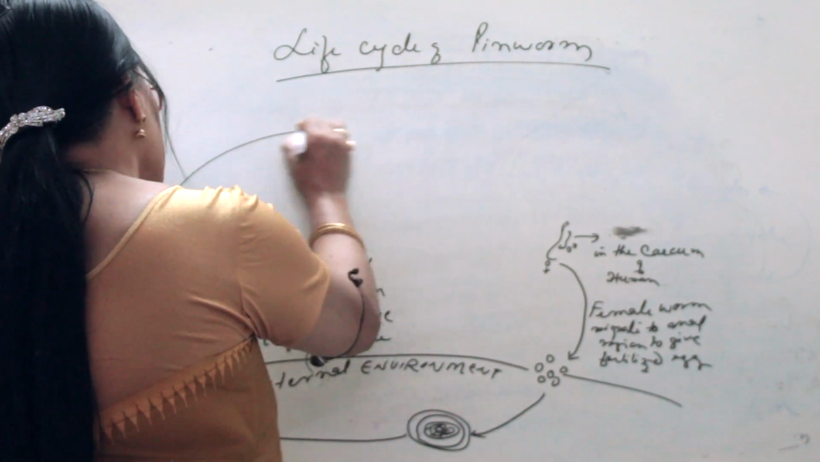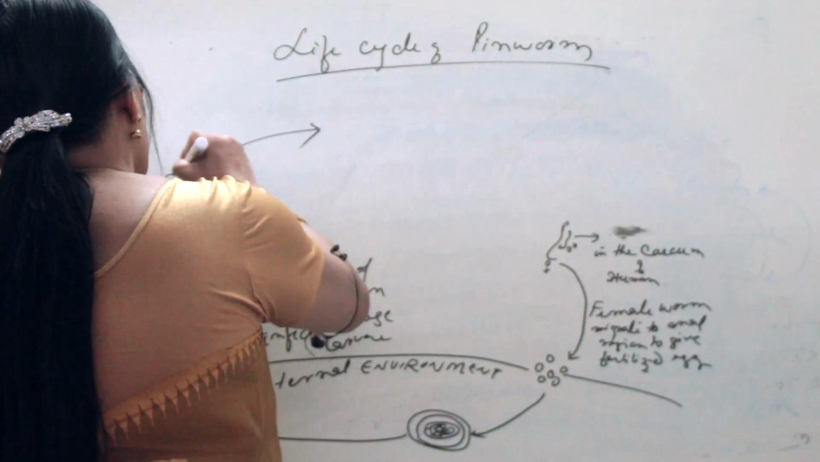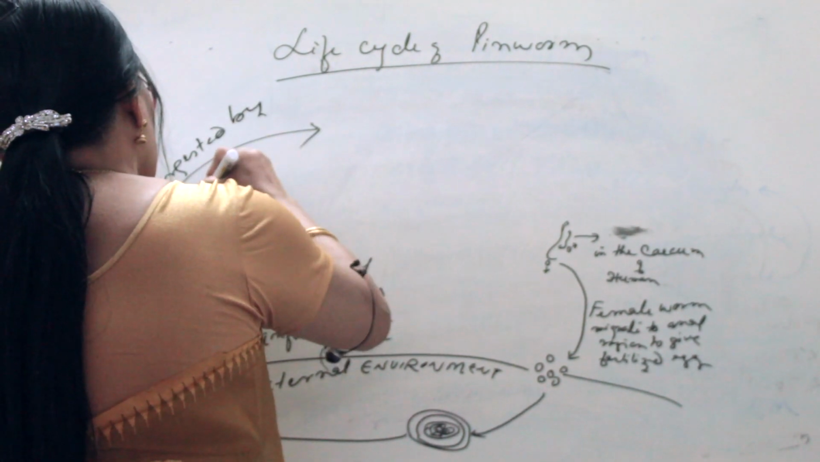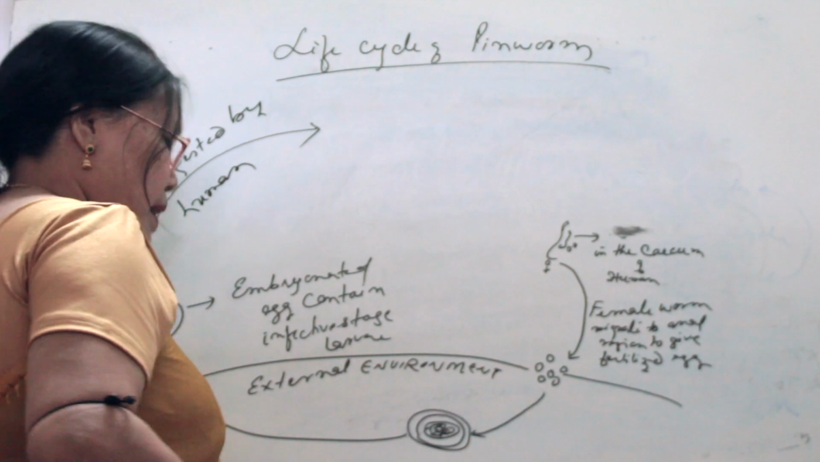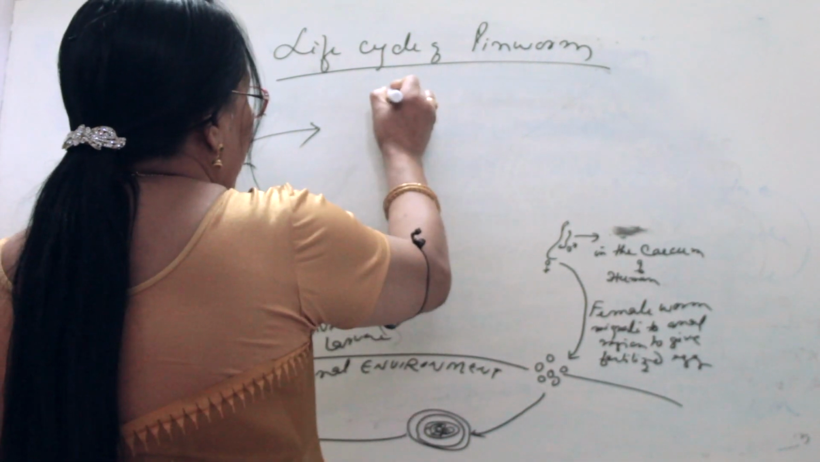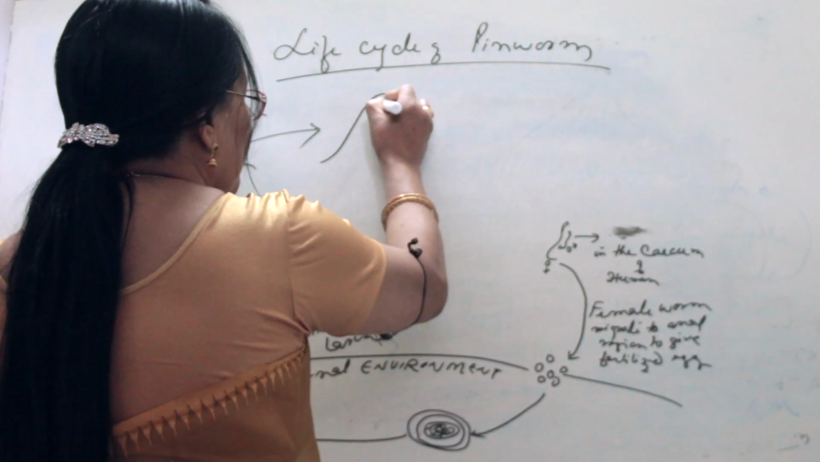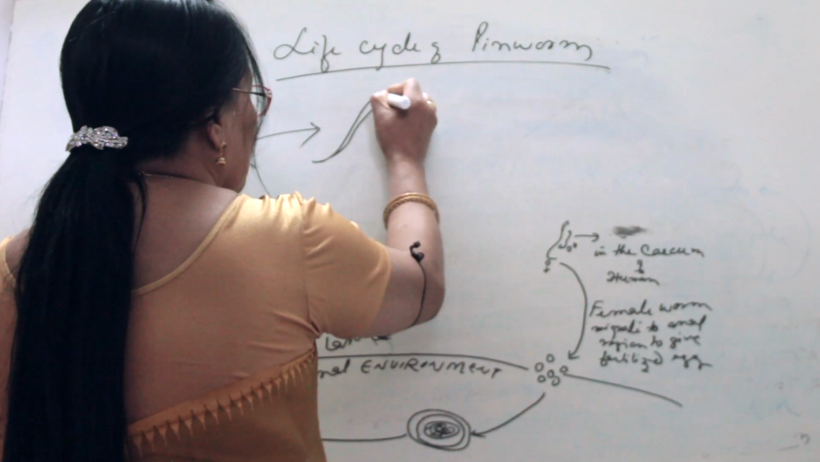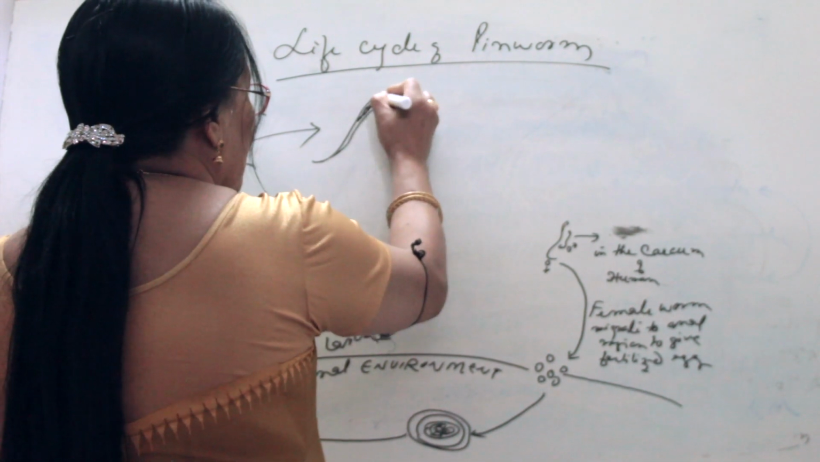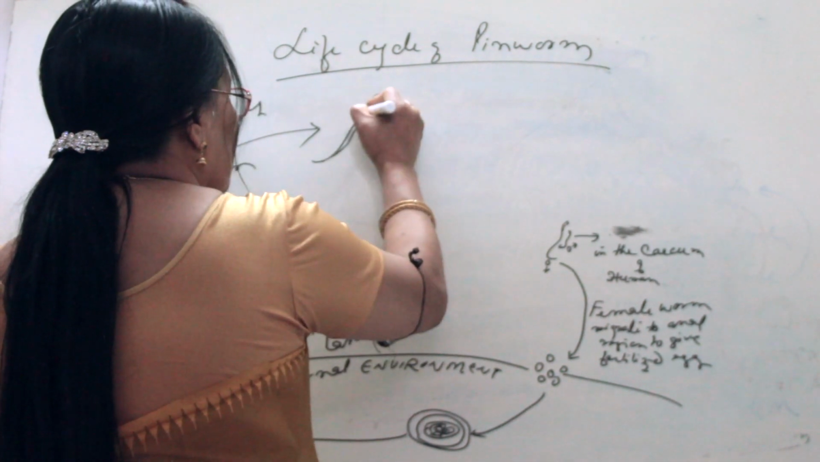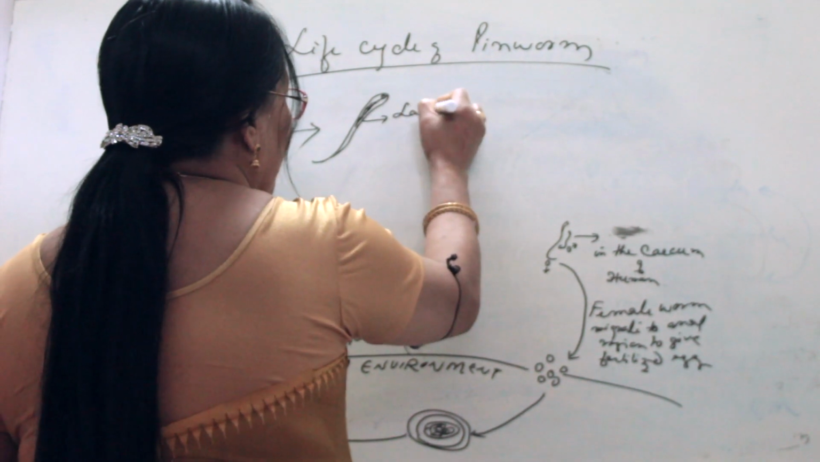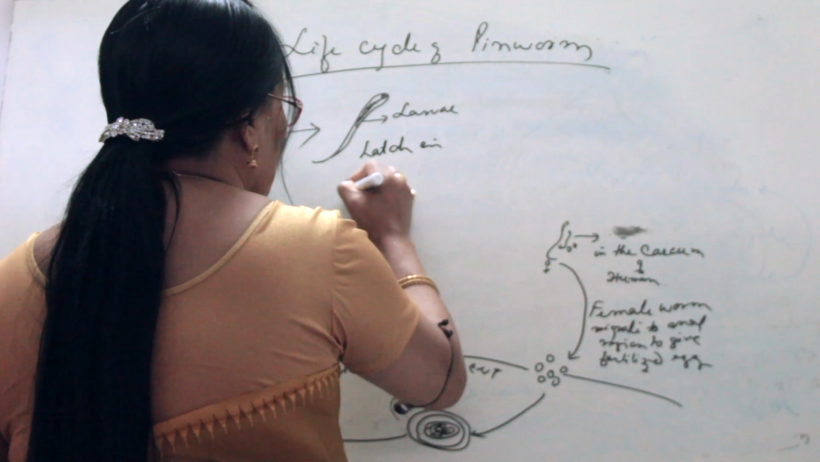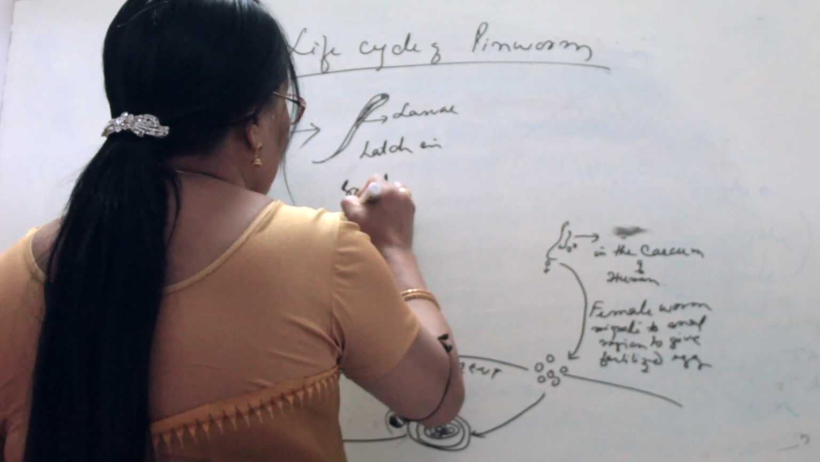When this is ingested by a human, the larvae usually develop in the small intestine of human beings. The larvae hatch in the small intestine.